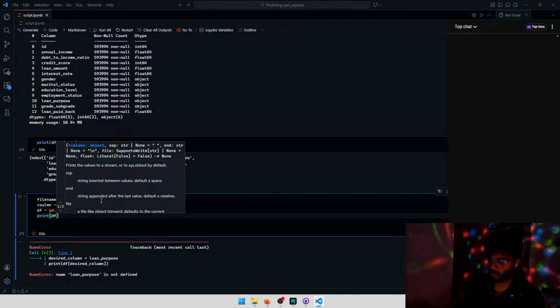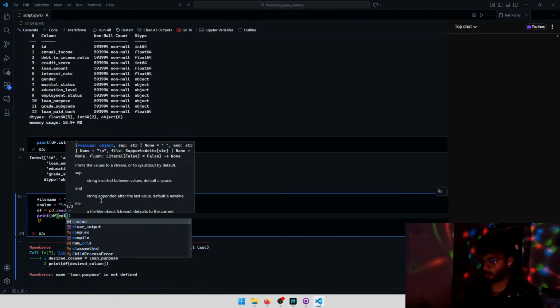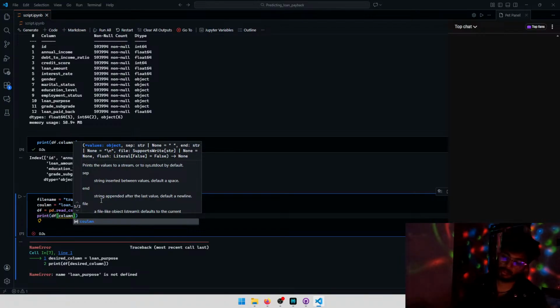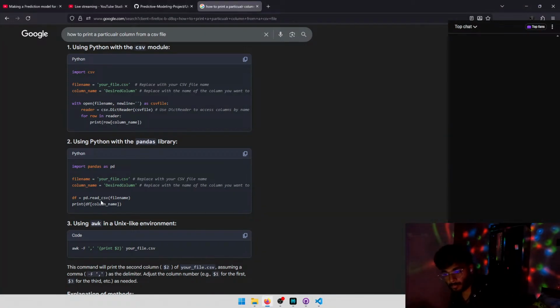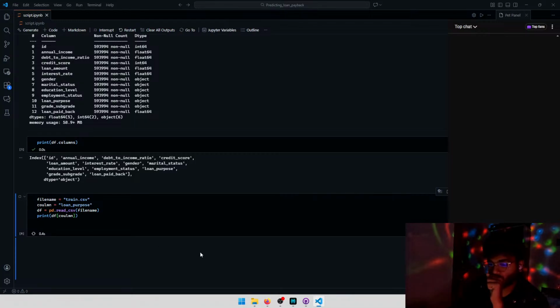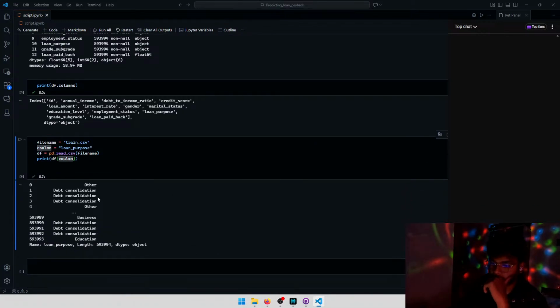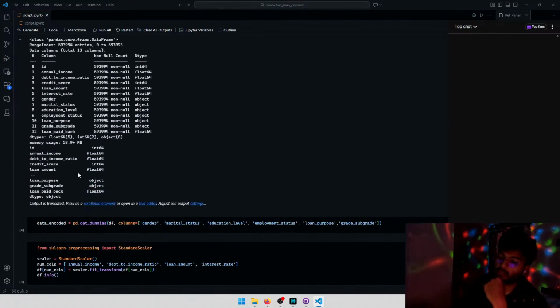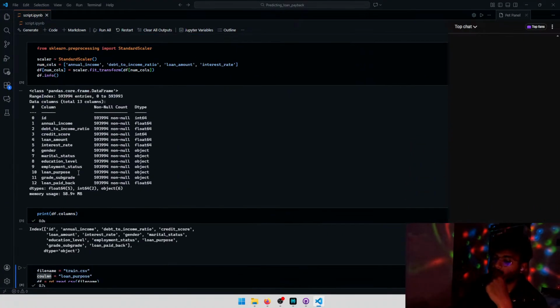Is it correct? Okay, so basically it has multiple values: debt consolidation, business, education. Now the fact is there are multiple things that need to be taken into consideration.